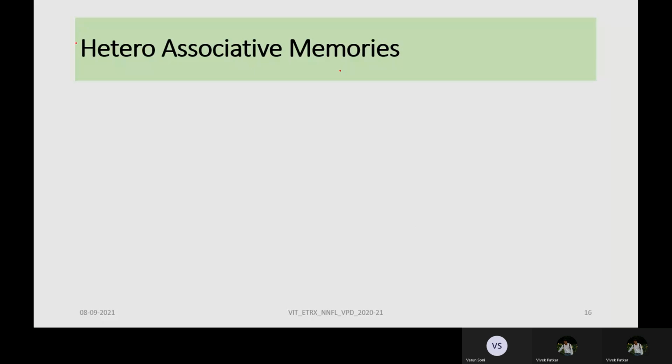Okay. The second type of the associative memories are hetero-associative memories.